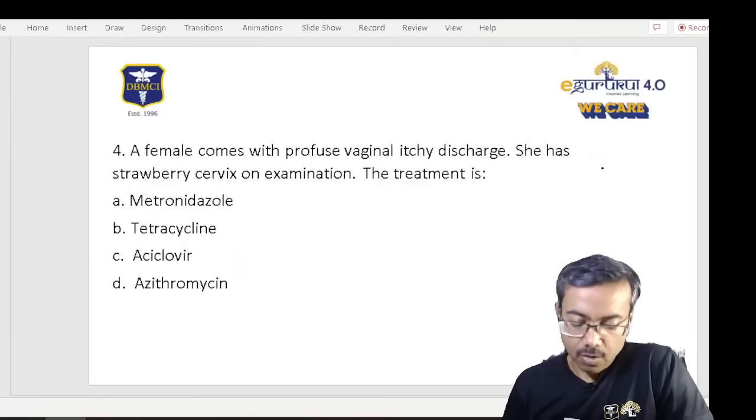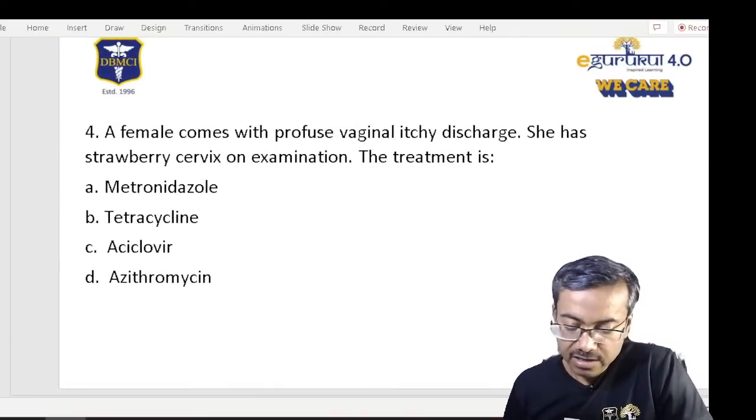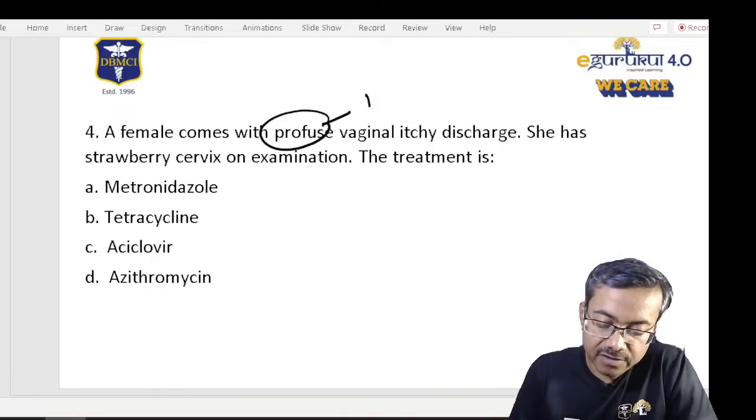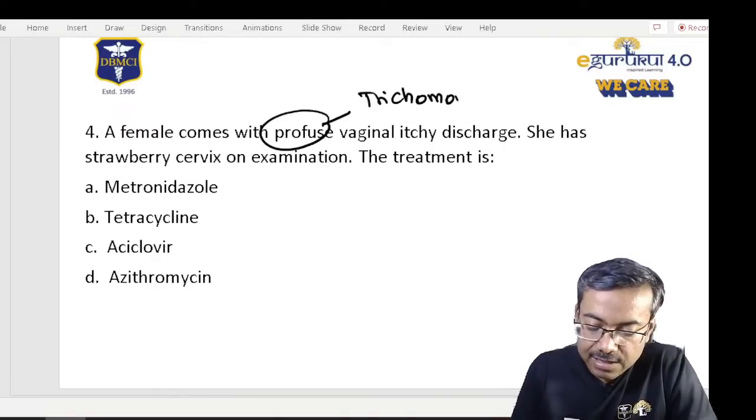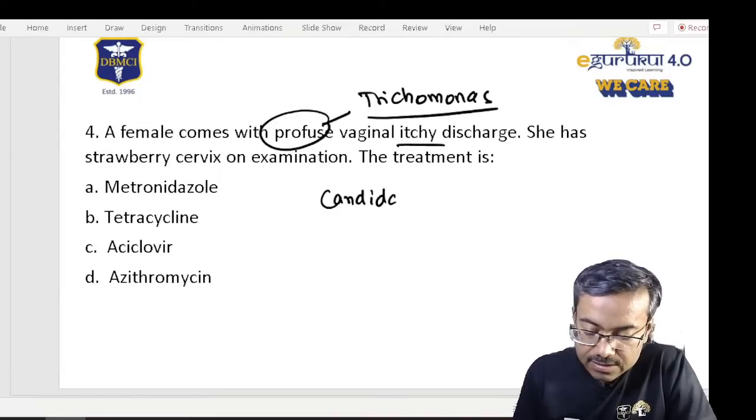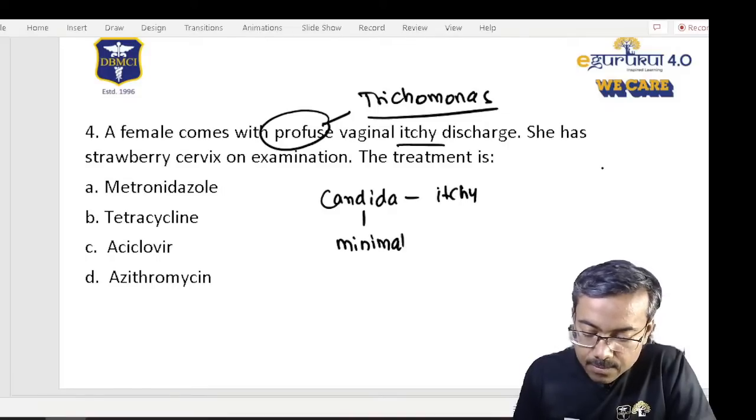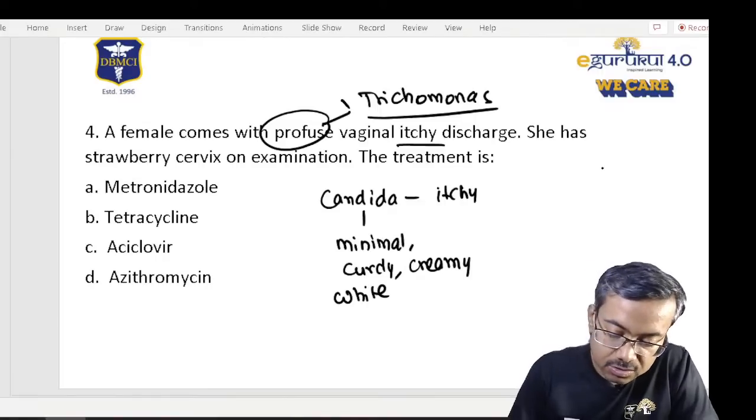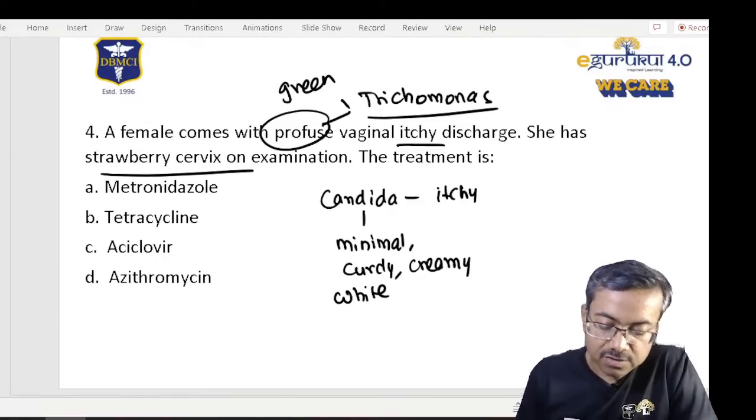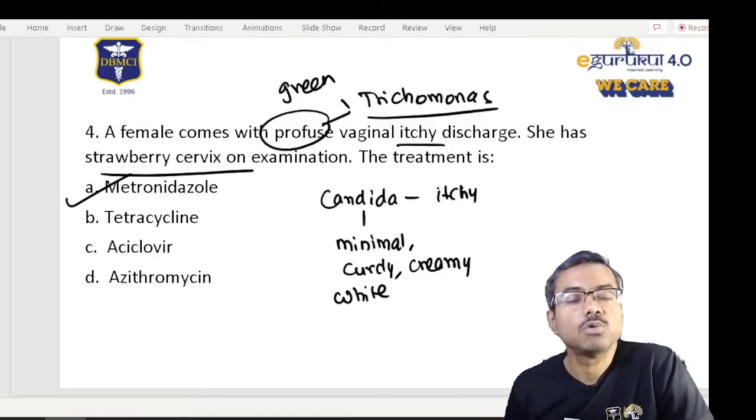Got it? Okay. A female, question number 4. Female comes with profuse vaginal itchy discharge. Profuse definitely means trichomonas. That's a word which helps you to choose trichomonas. It is itchy. Even candida is itchy. But candida is always minimal. We call it curdy, creamy, white. See the words. This is usually green. Strawberry cervix also supports the diagnosis of trichomonas. There is no question on this: metronidazole.